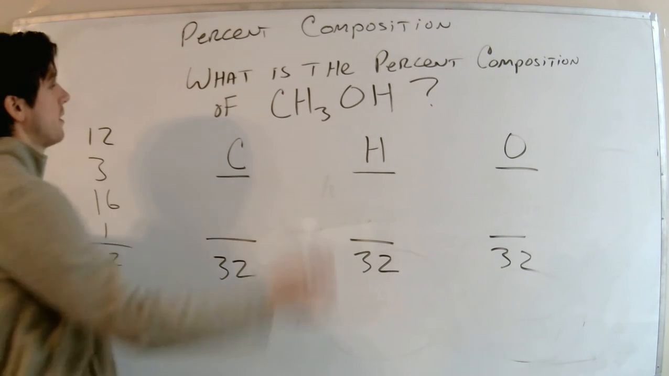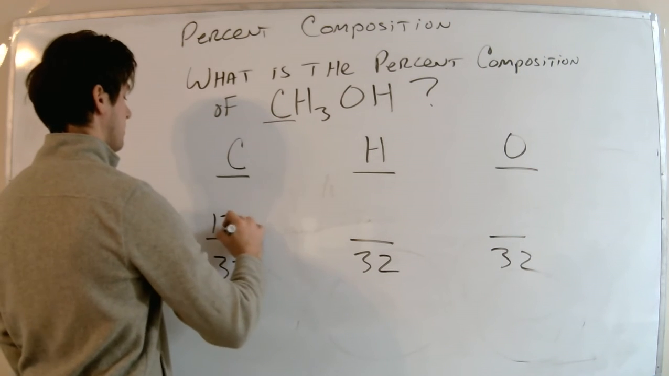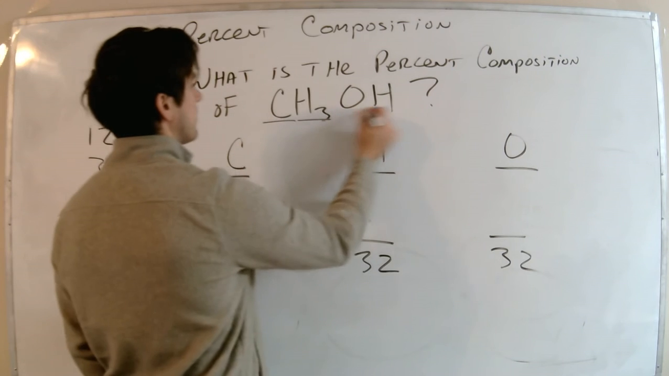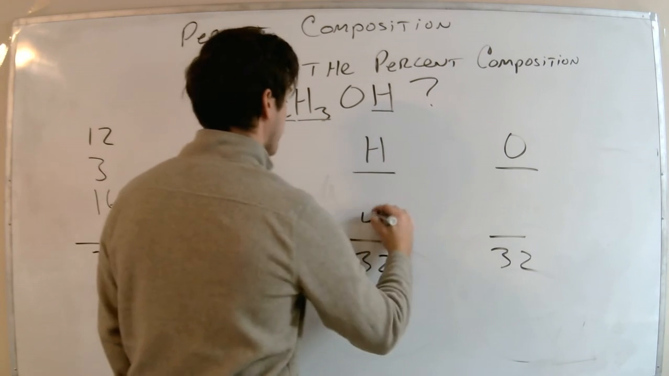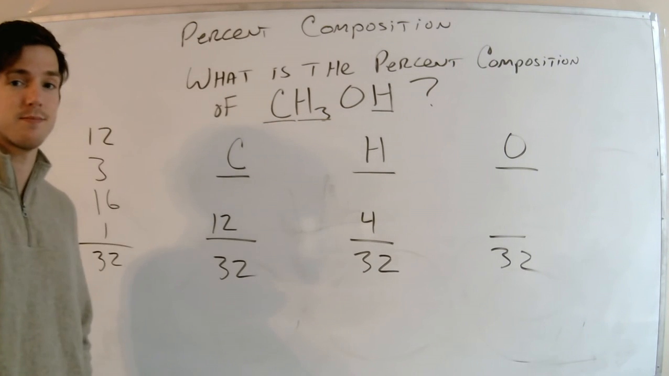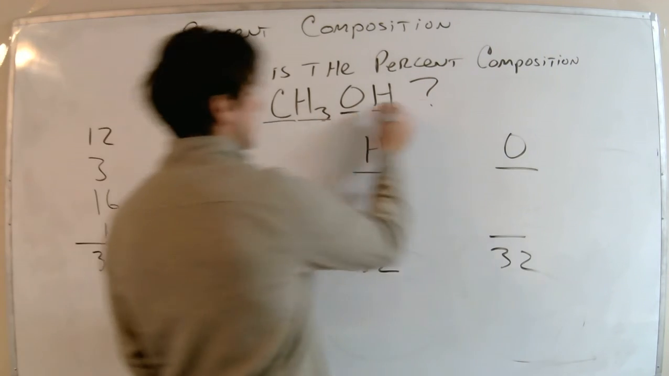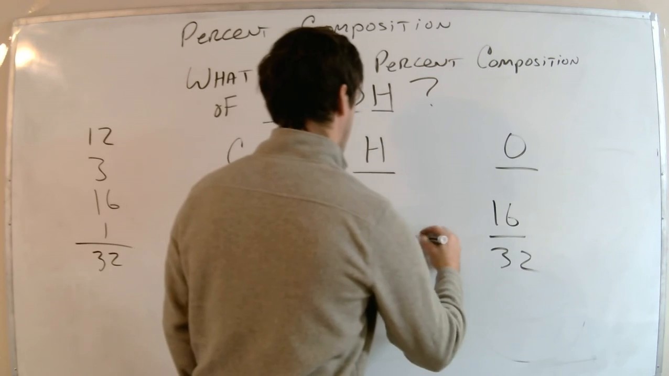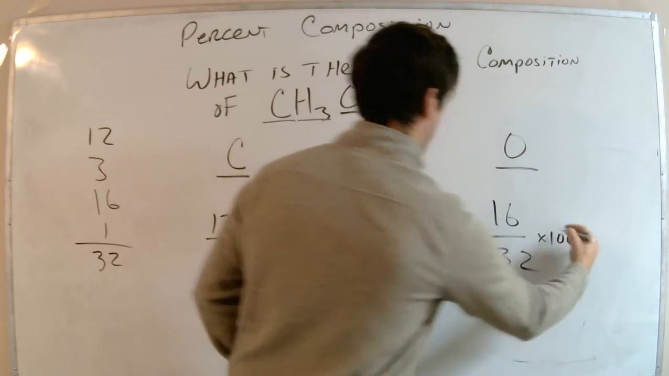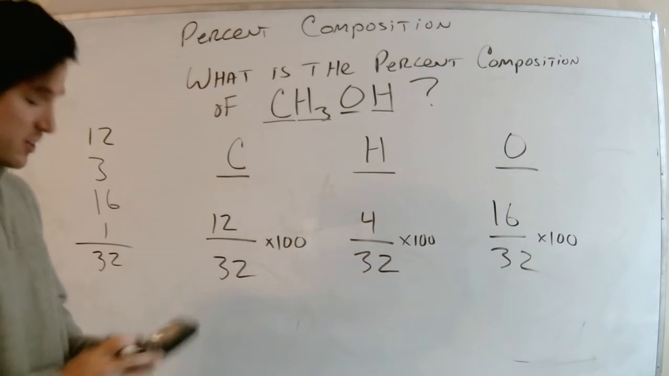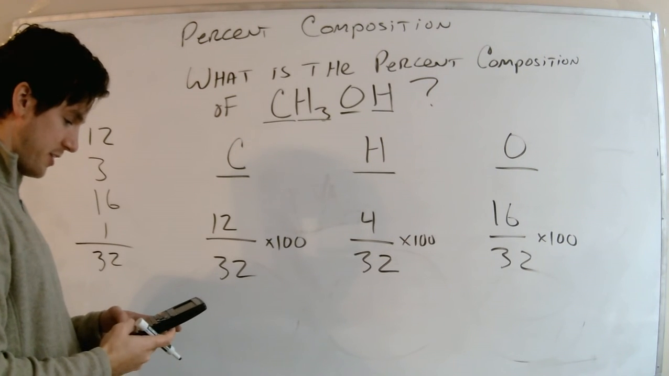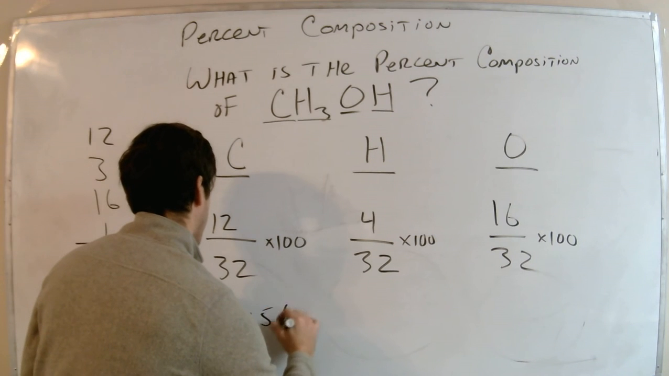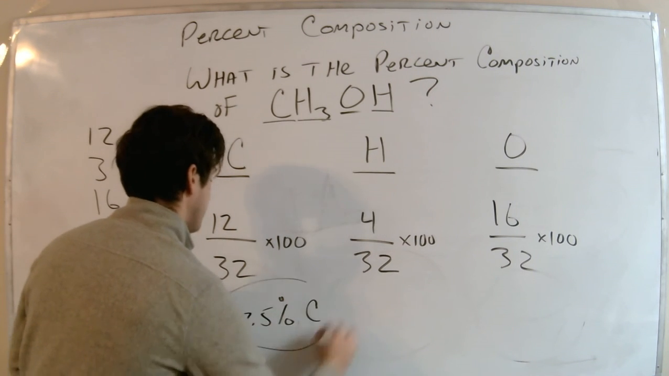Carbon makes up just 12 of the total molar mass. Hydrogen makes up these 3 and that 1, so 4 of the total molar mass. And oxygen makes up 16 of the total molar mass. Let's do some calculating here. 12 divided by 32 times 100 is 37.5% carbon.